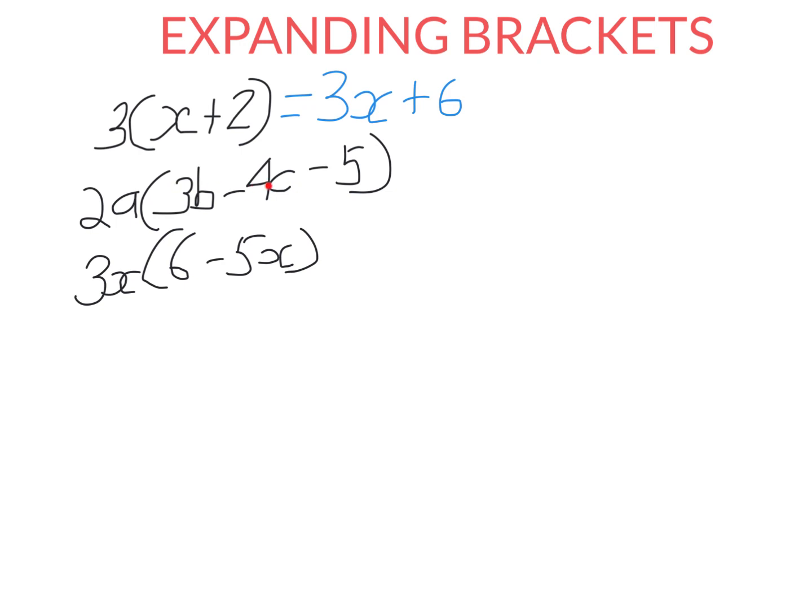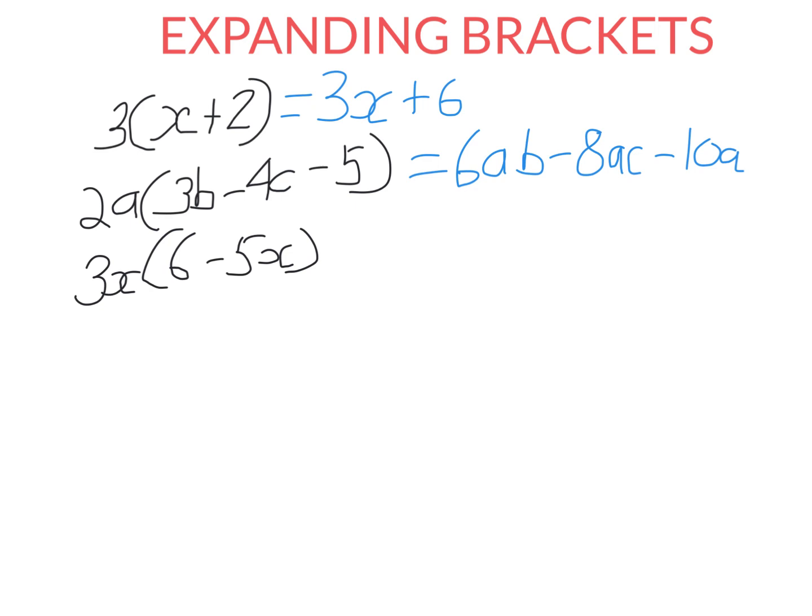So here we have 3 terms in the brackets, but we still do it the same way. We distribute what's outside the brackets to everything inside the brackets. So 2a times 3b is just 6ab. 2a times negative 4c, 2 times negative 4 is negative 8, and then write the pronumerals, and 2a times negative 5. So for this last one here, we'll use the distributive law again.